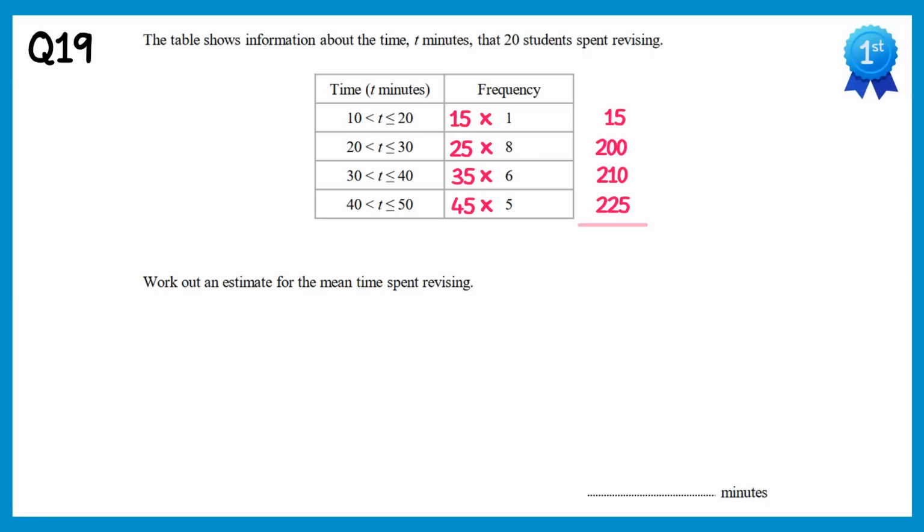If I now add up this final column here, I get the total amount of time spent revising, that's 650, and I just need to divide it by the total students. You could add up the frequency column, but we were already told in the question there were 20 students. So 650 divided by 20 gives you 32.5 minutes.